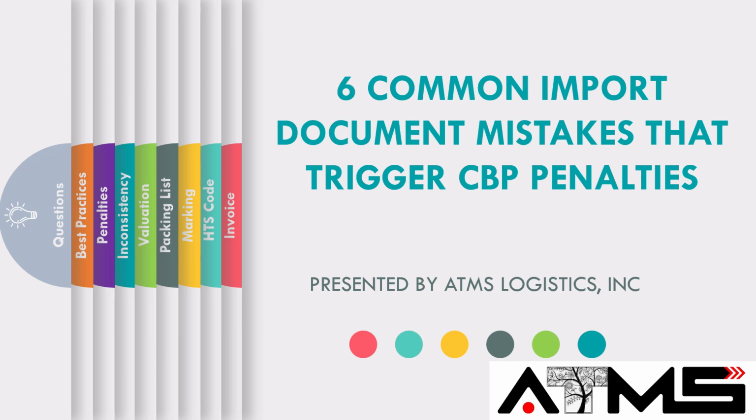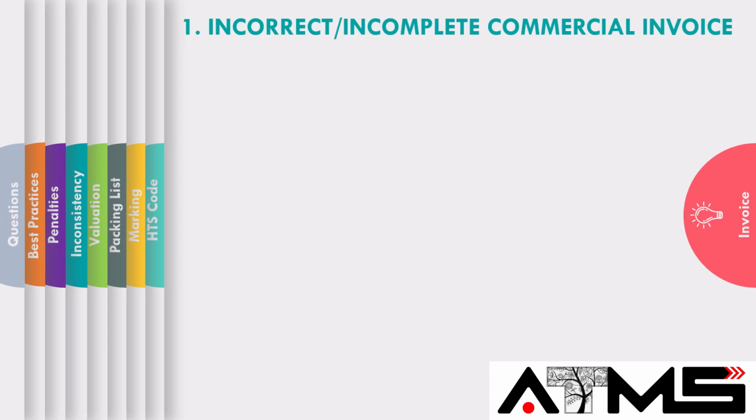Let's dive into today's topic. The most common type of mistake occurs on the commercial invoice. The typical error with a commercial invoice is an incorrect or understated declared value. This can lead to penalties or a reappraisal order from CBP.